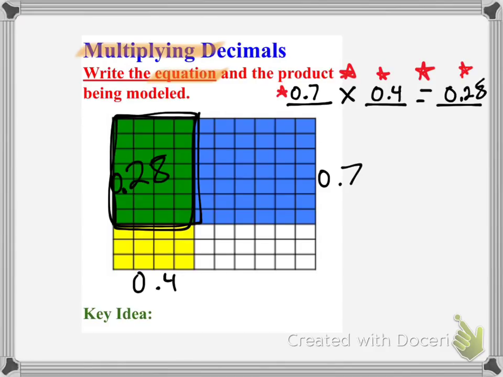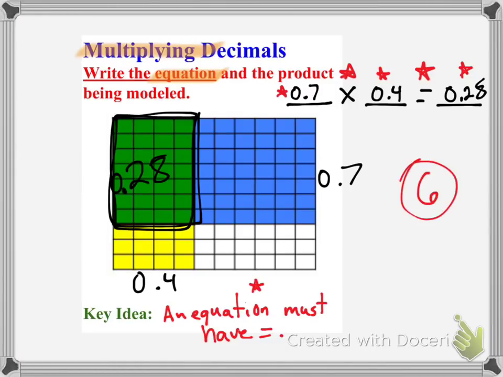The key idea, once again, is an equation must have that equal sign because of the word equation. So that's going to give you the last star for that problem, and that means you have a total of 6 stars also for this problem.